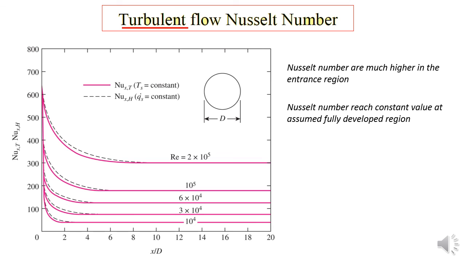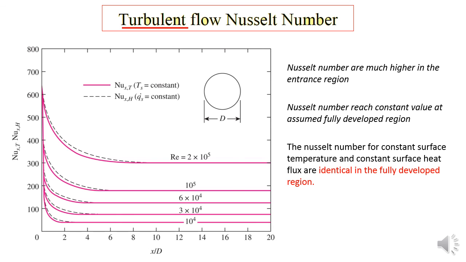larger than 10, and the Nusselt numbers for constant surface temperature and constant surface heat flux are identical in the fully developed region. As you can see, the solid pink line is the Nusselt number for constant surface temperature, and the dotted black line is the Nusselt number for constant surface heat flux.